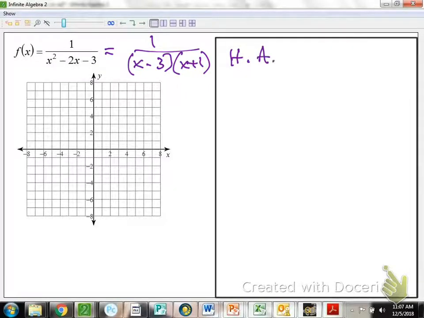What is my horizontal asymptote? Y equals 0, right? The horizontal asymptote is y equals 0, which actually is the x-axis. What are the vertical asymptotes? X equals 3, x equals negative 1. Do we have any x-intercepts?